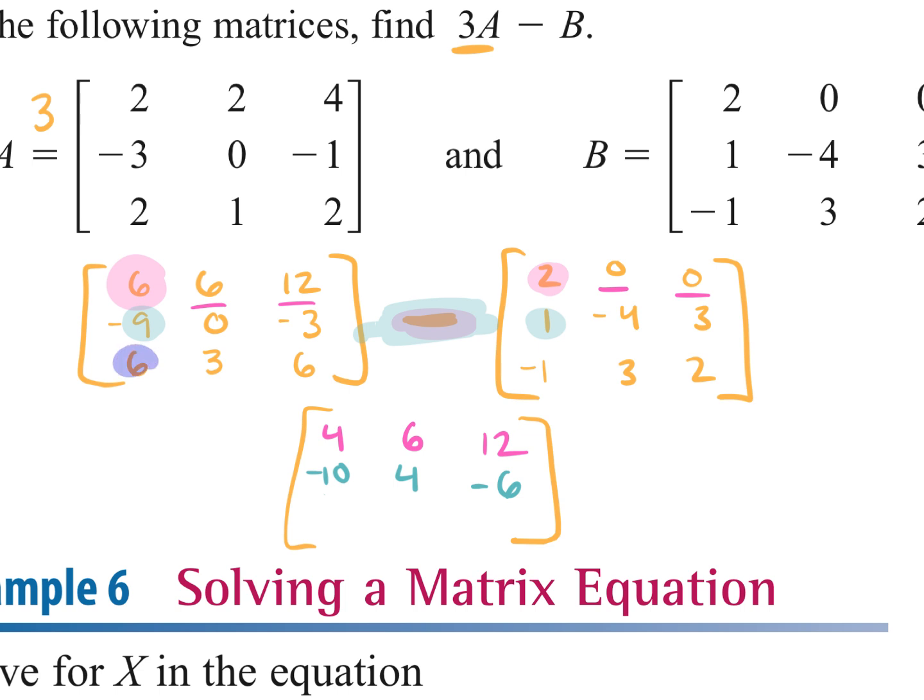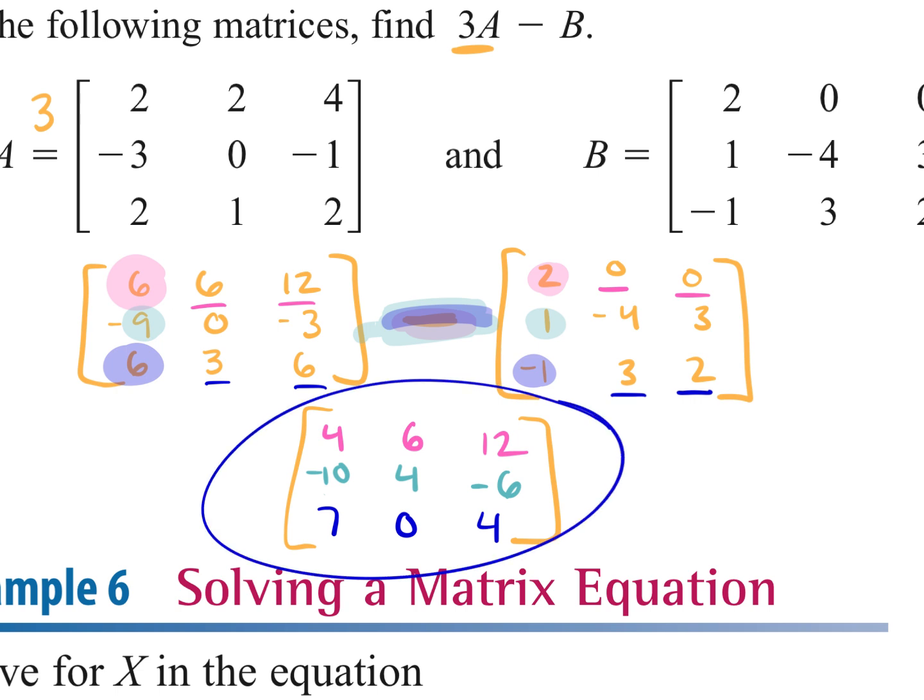Then in our third row, we've got 6 minus negative 1. What's 6 minus negative 1? 7. And then 3 minus 3, 0. And 6 minus 2, 4. Awesome. So this would be our answer.